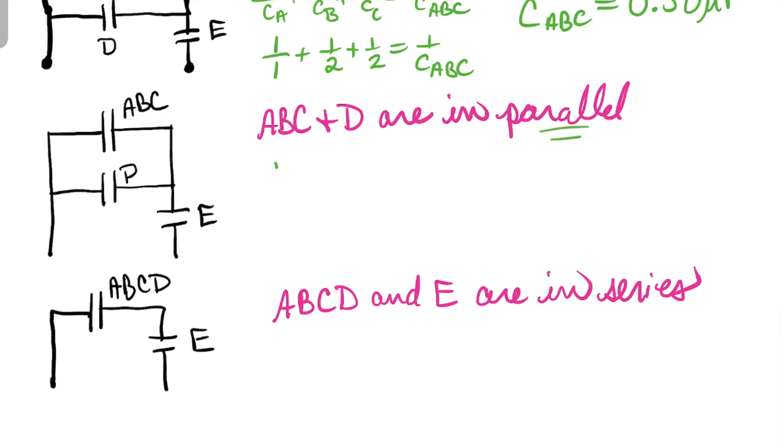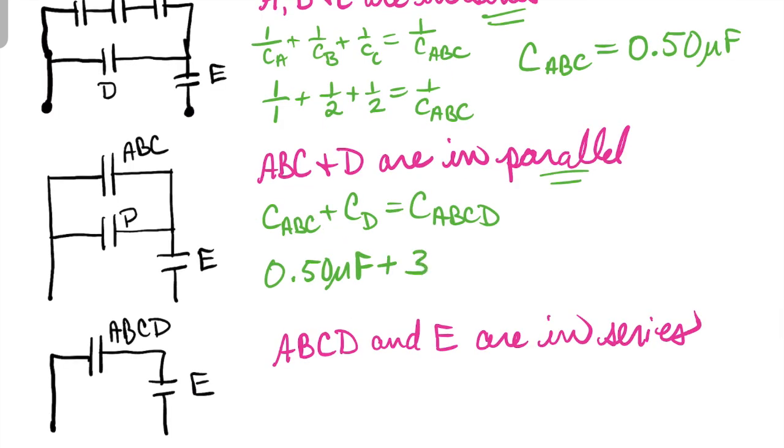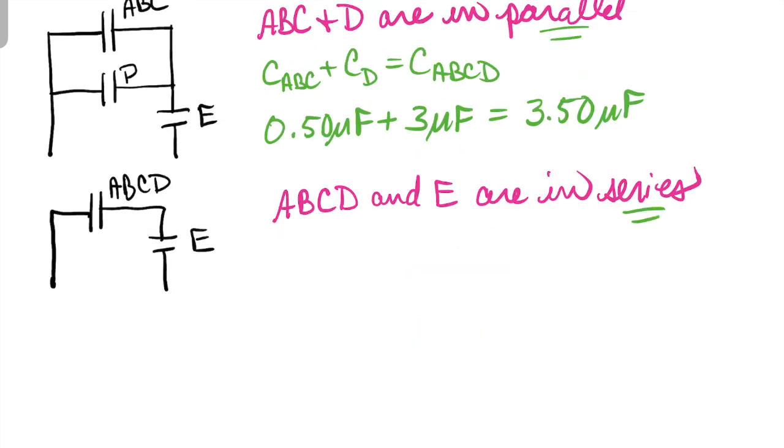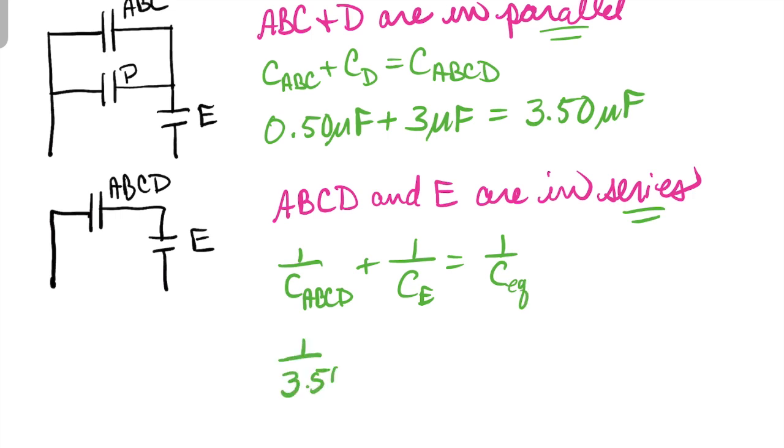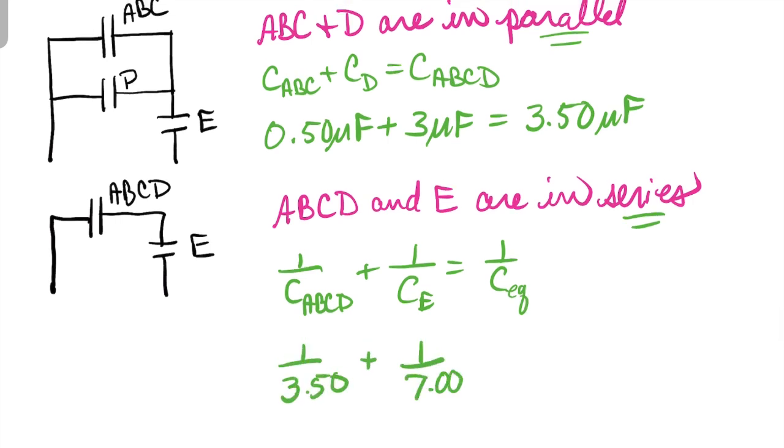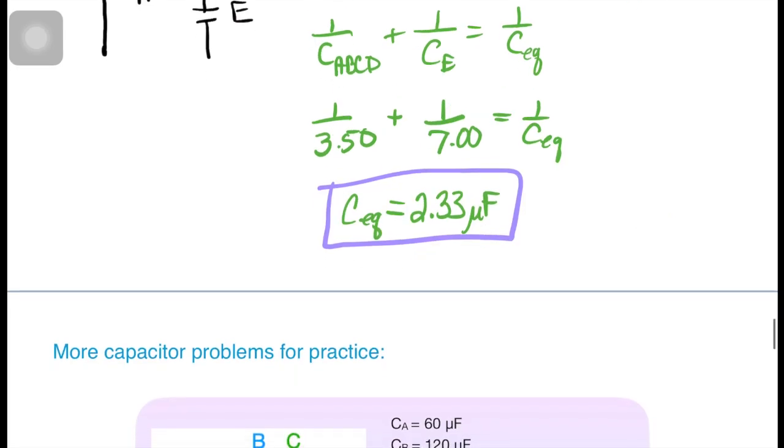All right, next up. Those were in parallel. So we're going to use our parallel rule. For parallel capacitors, they add just directly, and that will give us the equivalent capacitance if we were to remove ABC and D and replace it with one equivalent. Final step. Those were in series, so they will add as 1 over, and that gives us our equivalent capacitance for the entire network.